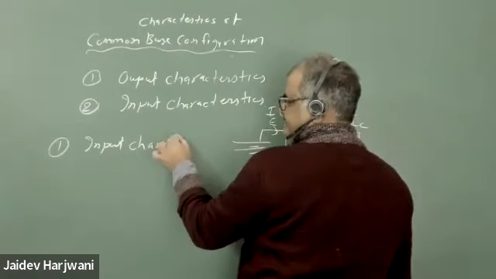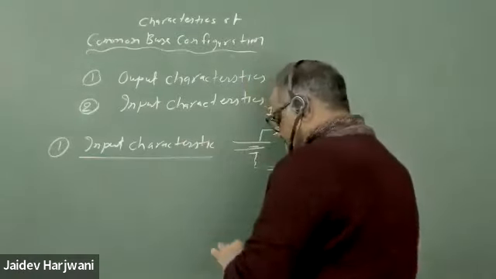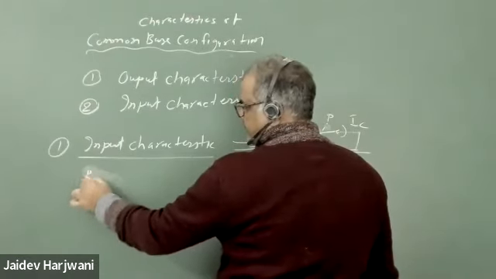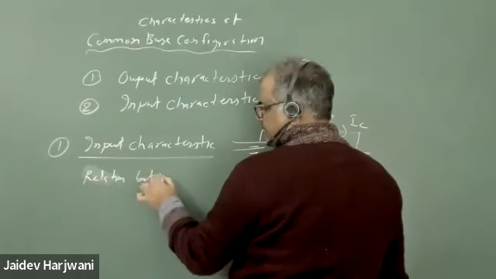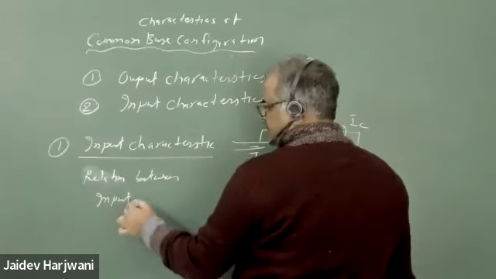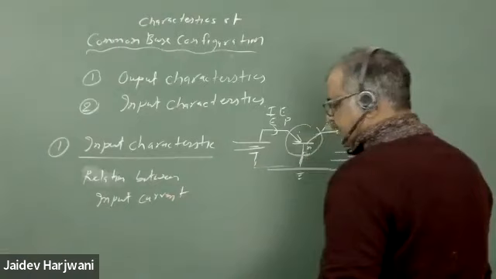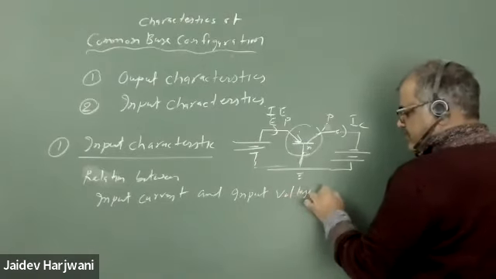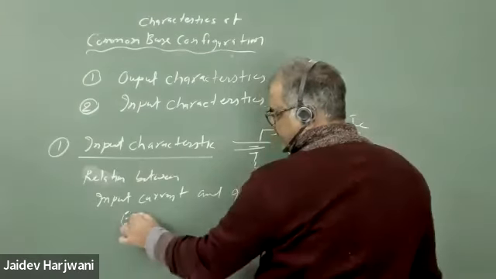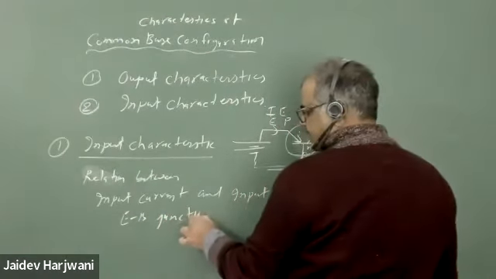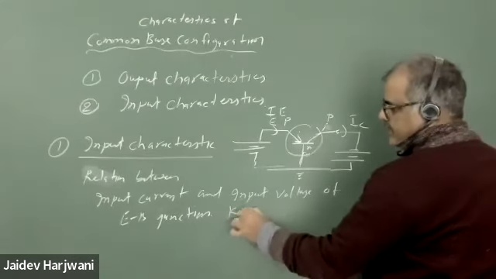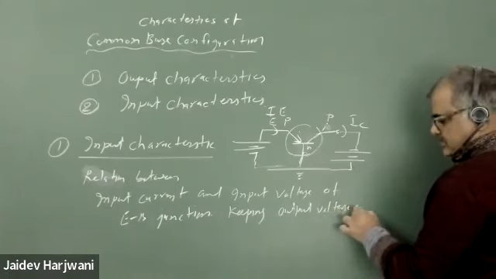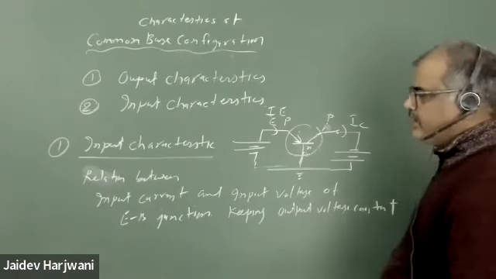So input characteristics is the relation between input current and input voltage of the emitter-base junction, keeping output voltage constant. That is called your input characteristics.